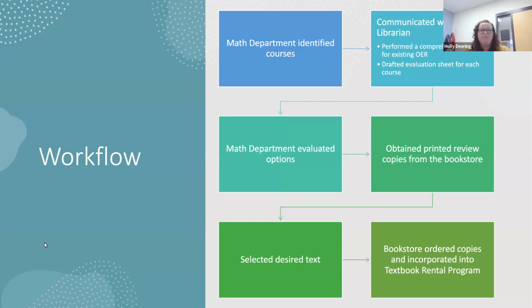Once we got the adoption request, we then ordered copies both for the instructor and to be part of our textbook rental program. Like I said, we do have a textbook rental program here, so students pay $7 per degree credit to rent the majority of their materials. These OER print books were able to be part of the rental program because in multiple surveys that we've done with our students, math is one of the areas where we have found that students do want a physical book to go along with their course.